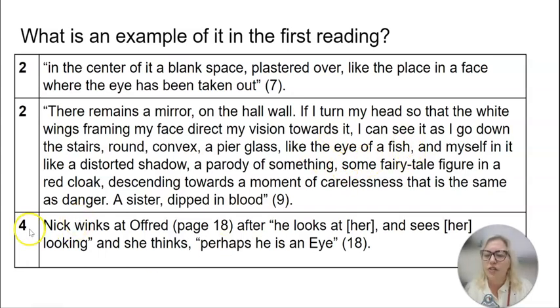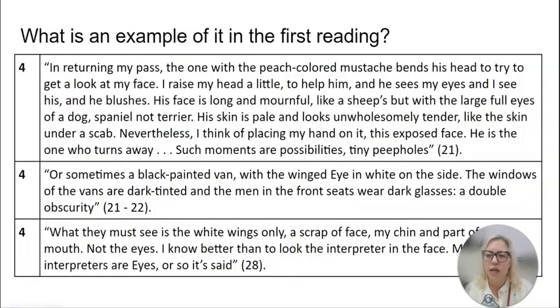So she's talking about seeing her reflection in a mirror and compares the mirror to the eye of a fish here. How about in chapter 4? Nick winks at Offred after he looks at her and sees her looking, and she thinks perhaps he is an eye. So we've got the wink. There's a reference to an eye. And then also the fact that he might be a spy, also called an eye.